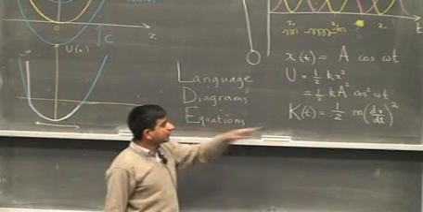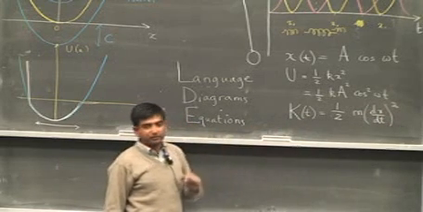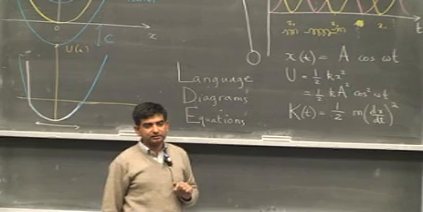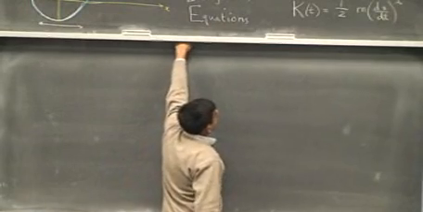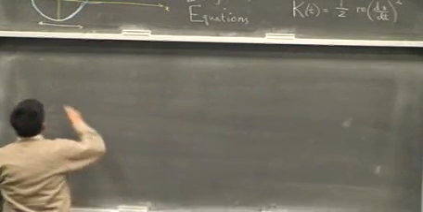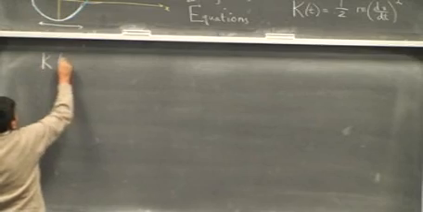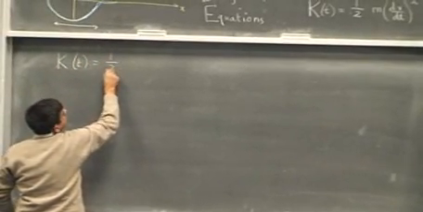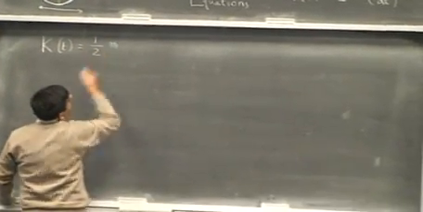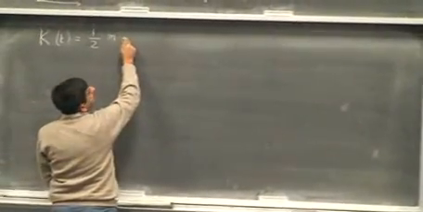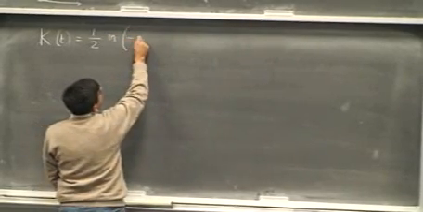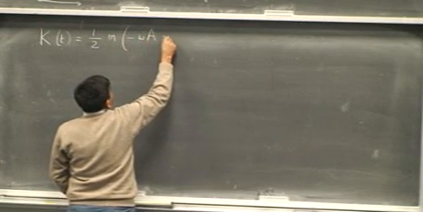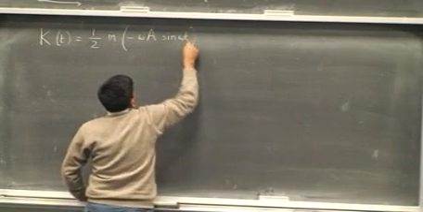So can you tell me what the kinetic energy will be? Can you calculate what the kinetic energy is going to be? Yes, you can. You have x. It turns out that the kinetic energy would be half m times dx by dt squared, where dx by dt is given by minus omega a sine omega t.